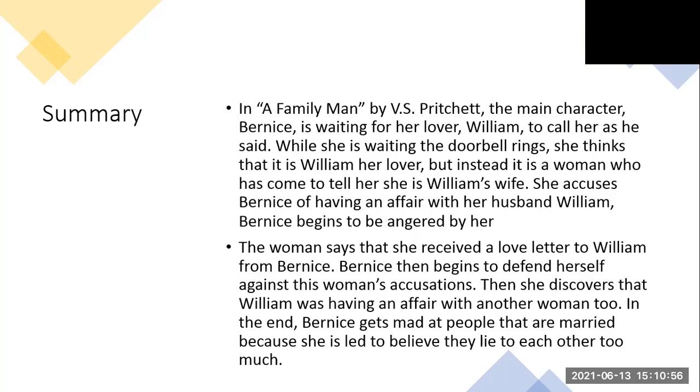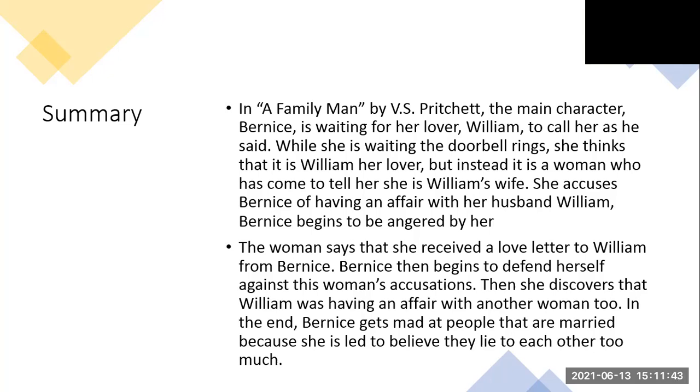Instead of William, she found a woman. This woman is William's wife. She entered, she started accusing Bernice of having an affair with her husband. And Bernice felt so angry. At the beginning, we will see Bernice shaking, ترتجف, confused, مرتبكة, cannot understand what really happened. And of course, she keeps denying, تنكر.